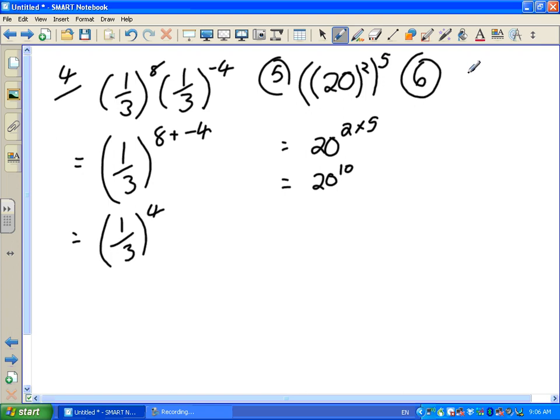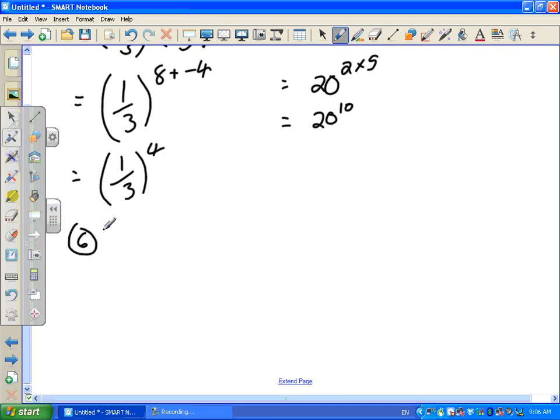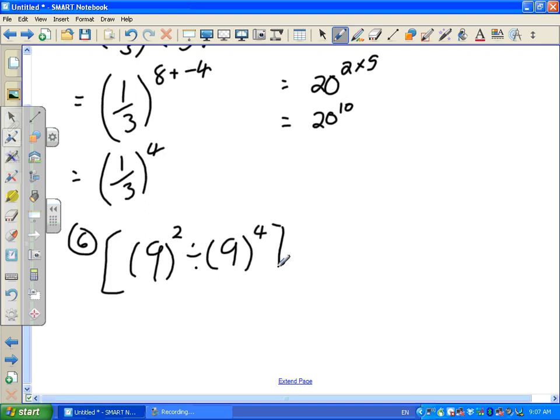Number 6. Okay, let's draw 6 on the next line. Okay, number 6 is a little more complicated. It's written differently than you're used to seeing. 9 to the power of 2 divided by 9 to the power of 4. And then all of that is to the power of negative 5.